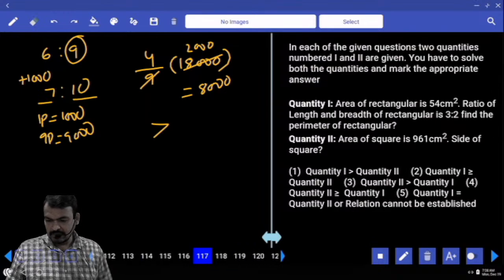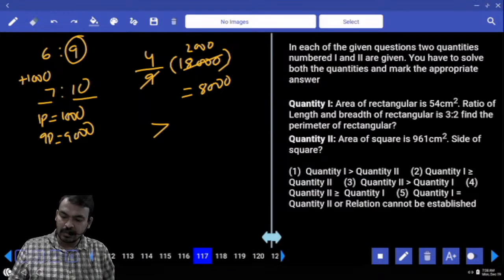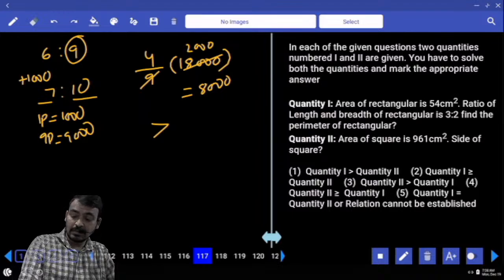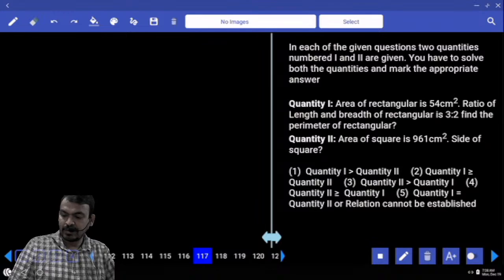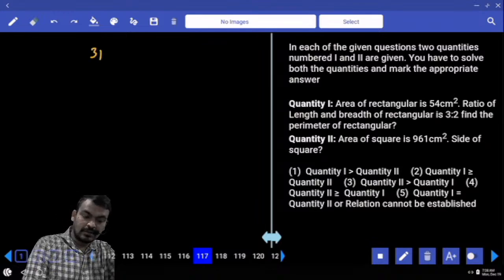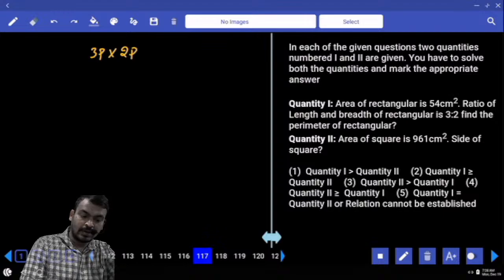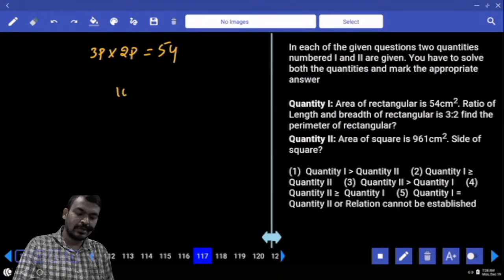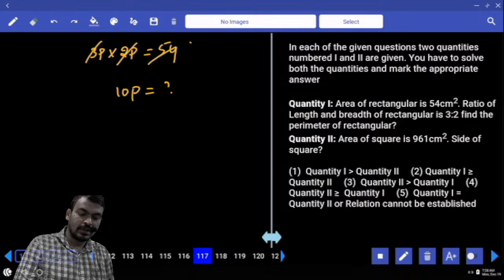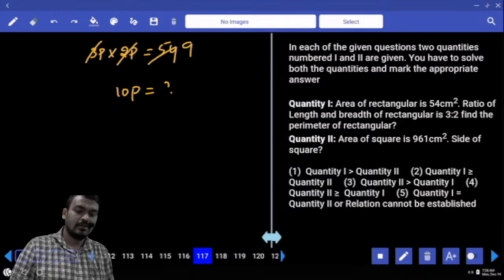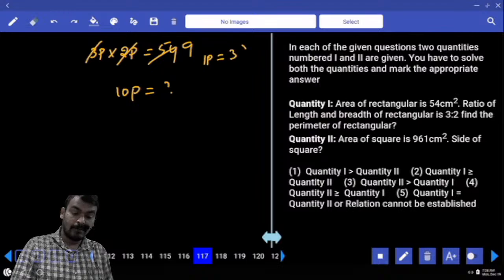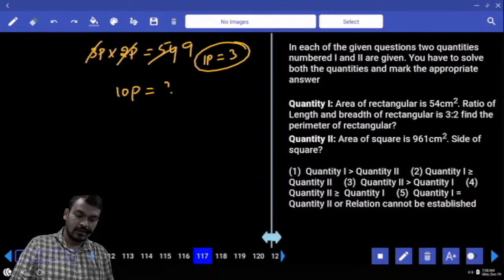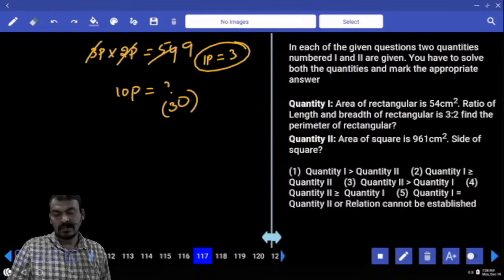Next, 117. Area of a rectangle is 54. The ratio of the length and breadth is 3:2. Find the perimeter of the rectangle. L is 3 parts. Breadth is 2 parts. Length into breadth is equal to 54. But we require the perimeter, which means 2 of L plus B. That is 10 parts. First, 3 2s are 6. 6 how many times? 9. Then every one part is 3, since part square equals 9. What are the 10 parts? 30. That is Q1.